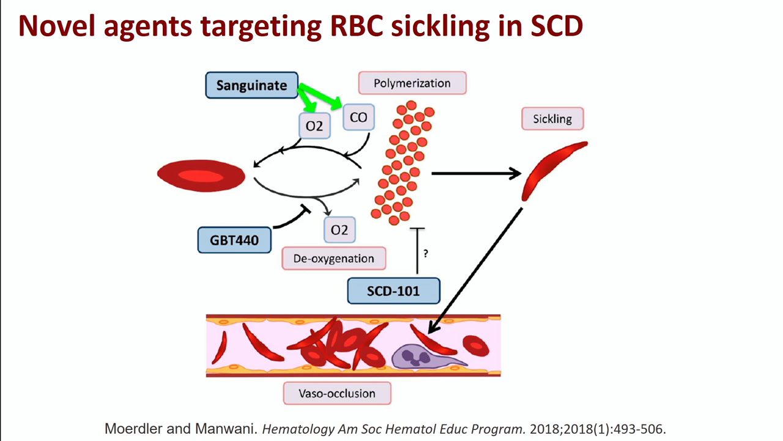The way that it works is that it binds to hemoglobin preferentially, and it increases its oxygen affinity, such that it's not being deoxygenated and not sickling and not triggering down all the cascade that we talked about before. It was previously called GBT-440, and so that's what you see on this diagram. And then the other agents here also have sanguinate, which binds carbon monoxide and oxygen to red blood cells and prevents sickling. And SCD-101, which we won't talk about at all today, the mechanism of action is unclear.